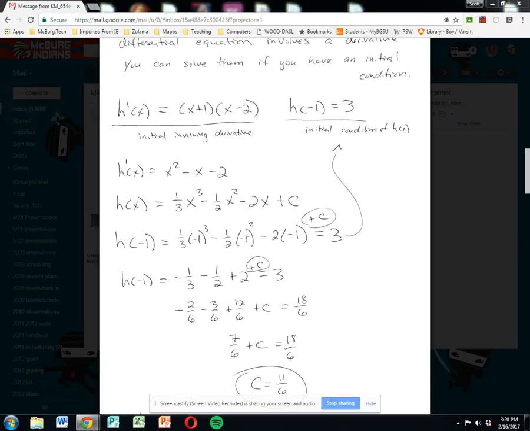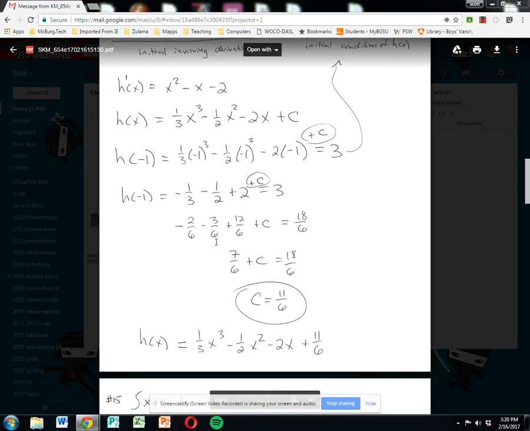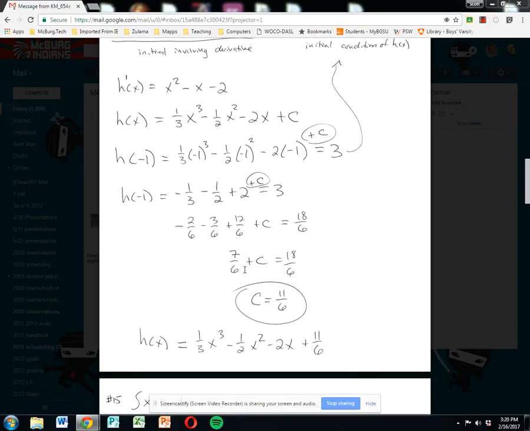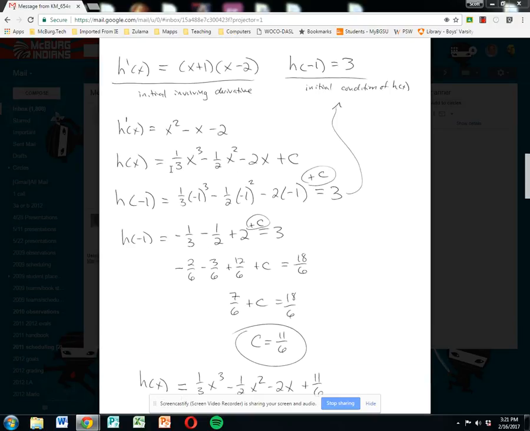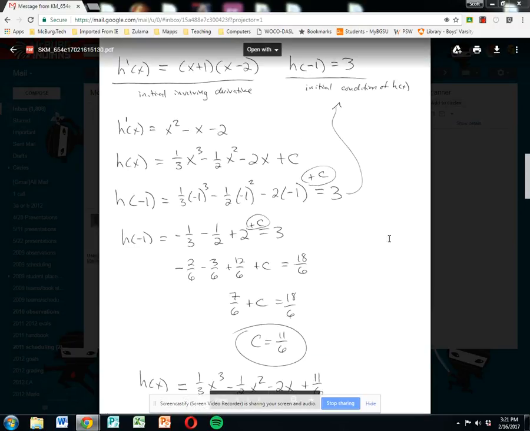So now what? Well, I take h of -1 and I say the y value has to be 3. So everywhere I find an x, I put in -1 instead, and I almost forgot my c in here, and I plug this in. So this is -1/3 minus 1/2 plus 2 plus c equals 3. I converted them all to sixths. So -2/6 minus 3/6 plus 12/6 plus c is 7/6 plus c is equal to 18/6, so that constant was 11/6. So the original equation, instead of being 1/3 x cubed minus 1/2 x squared minus 2x plus c, was actually 1/3 x cubed minus 1/2 x squared minus 2x plus 11/6, with the initial condition that h of -1 had to equal 3.